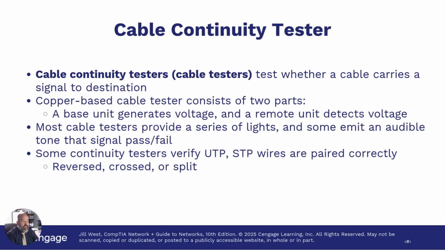You also have a cable continuity tester, and that checks whether cables can carry signals from point A to point B. So basically, does this cable work? Copper cable testers have two parts. It has a base unit that generates a voltage and a remote unit that detects it. Most provide lights or audible tones for pass fail results. Green typically means good. Red means time to buy a new cable. Some can verify that UTP and STP wires are paired correctly, and they can detect if they're reversed, crossed, or split. Having something like this is like having a quality control inspector for your cables.